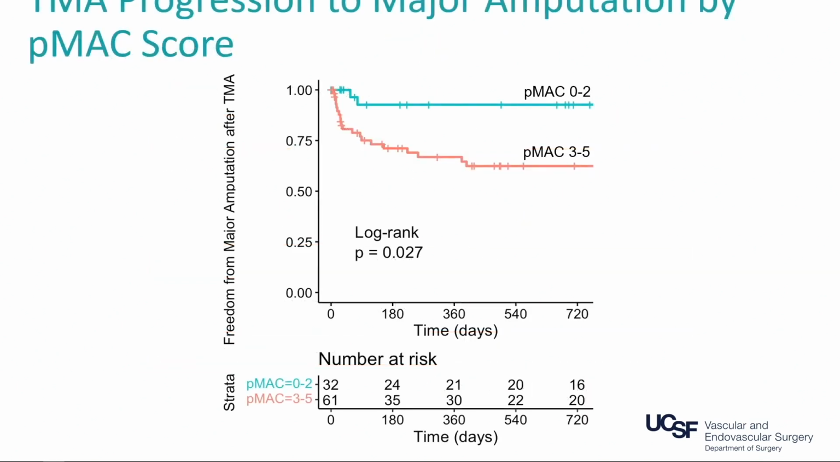This is a survival analysis looking at our primary endpoint, freedom from major amputation, stratified by PMAC score. Low scores are in blue at the top, high scores are in orange at the bottom. The PMAC score was significantly associated, in univariate analysis, with TMA progression to major amputation, with a hazard ratio of 3.1 for the high compared to the low scores.